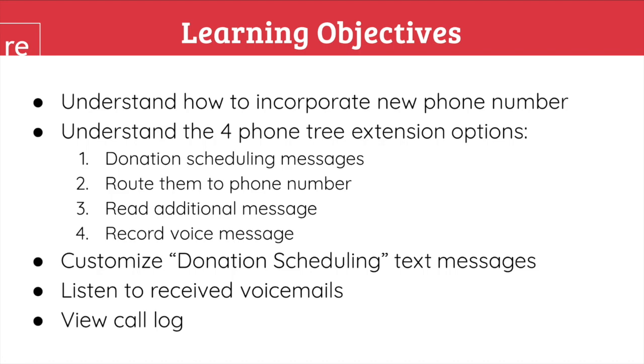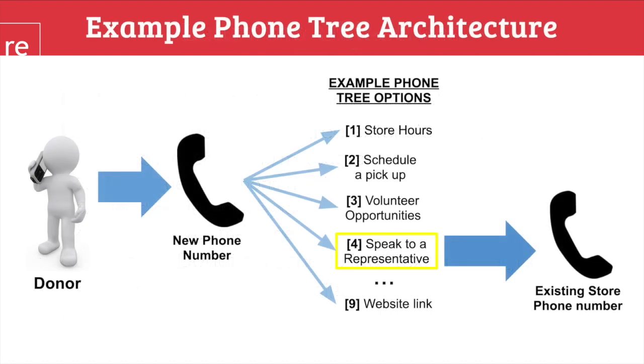Take a moment to read over the learning objectives. Here is an example scenario of how a ReSupply phone tree would be integrated with your existing phone tree. First, ReSupply buys a new phone number for your store. We do our best to try and match the area code and the following first three numbers.